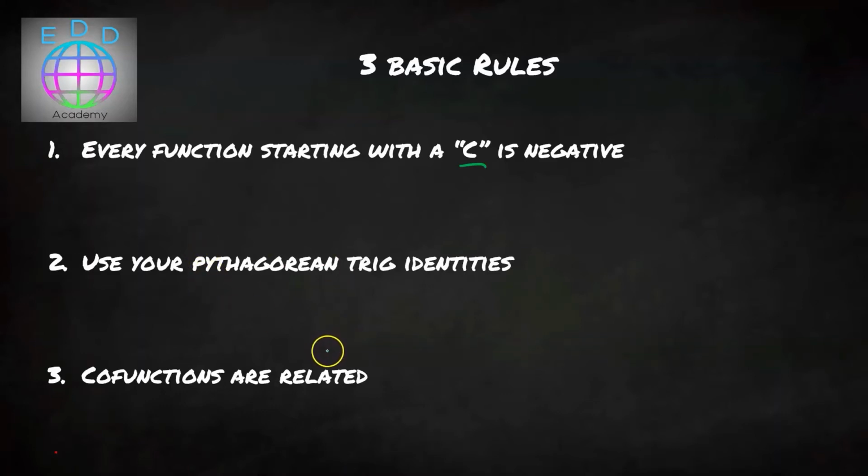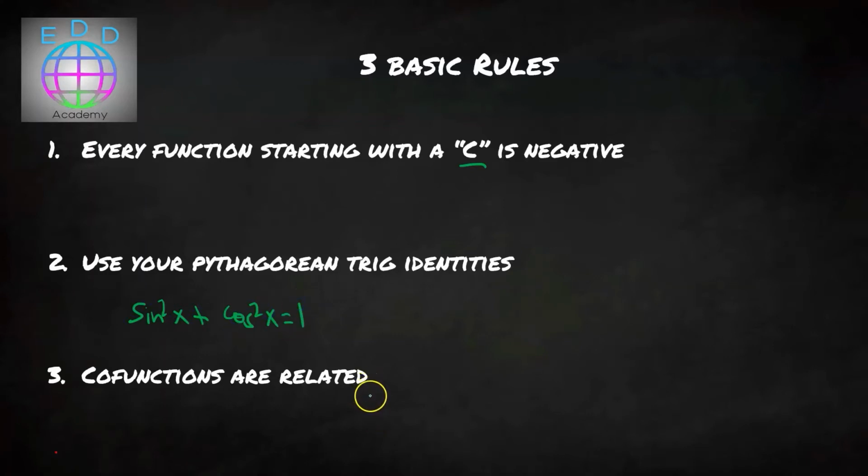Rule 2, this is a new one, use your Pythagorean trig identities. You always need to know your trig coming into calculus, and this is a prime example of it. So the most popular example probably being sine squared x plus cosine squared x equals 1. We're going to use these.